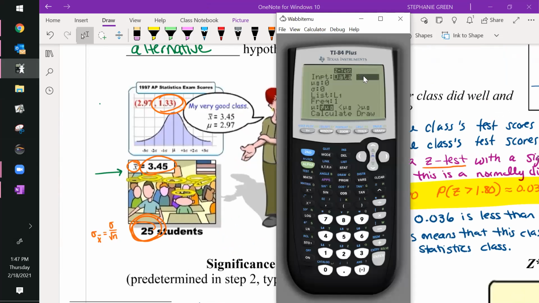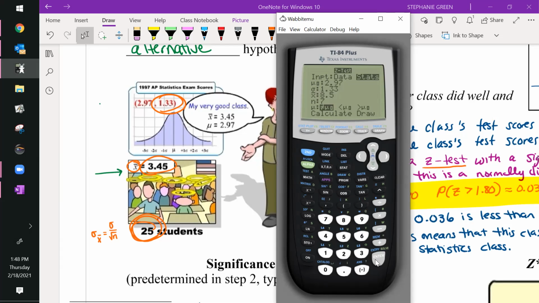So I'm going to go over to stats and hit enter. And now I'm going to put in everything we have. So going down, what is our null hypothesis or the population mean? 2.97. Enter. What is the standard deviation of the population? It was 1.33.